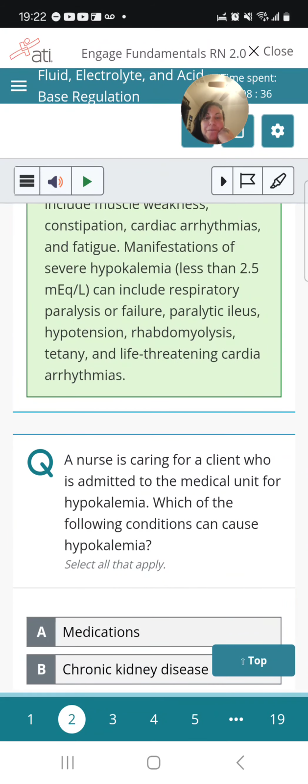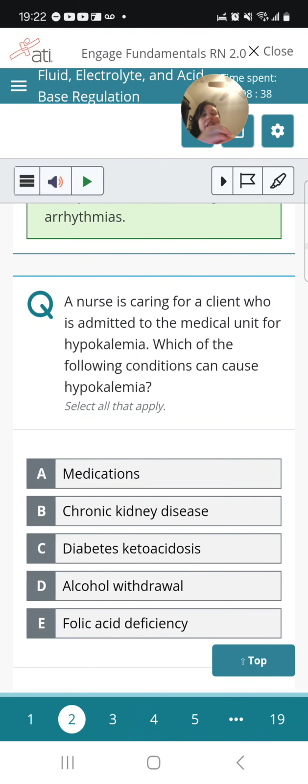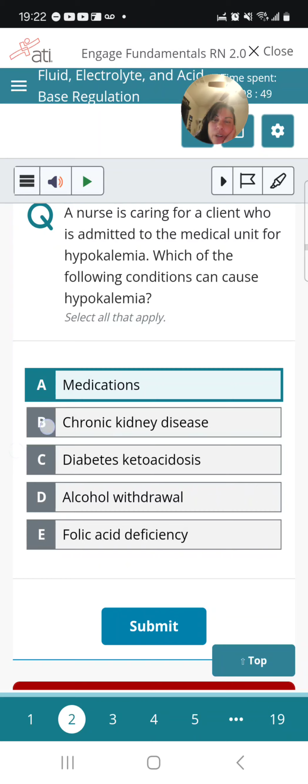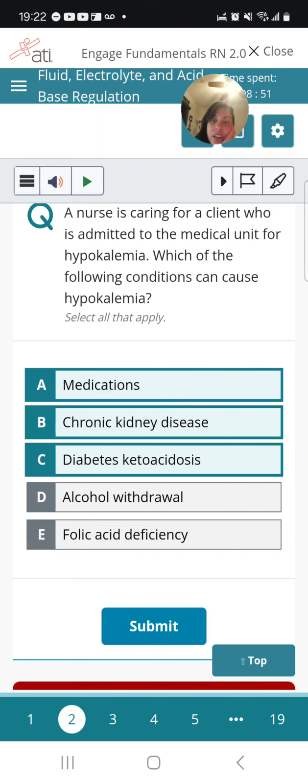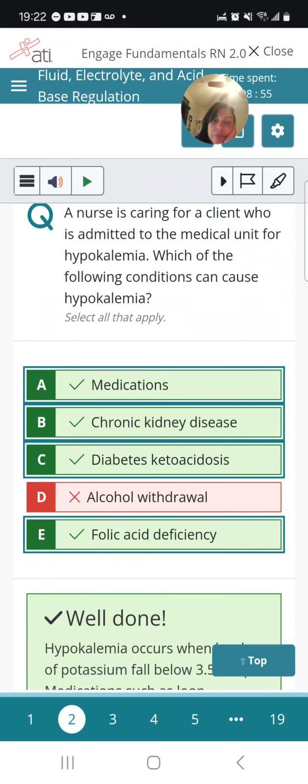Okay. So a nurse is caring for a client who is admitted to the medical unit for hypokalemia. Which of the following conditions can cause hypokalemia? We know medications can, chronic kidney disease, DKA, folic acid deficiency. All right.